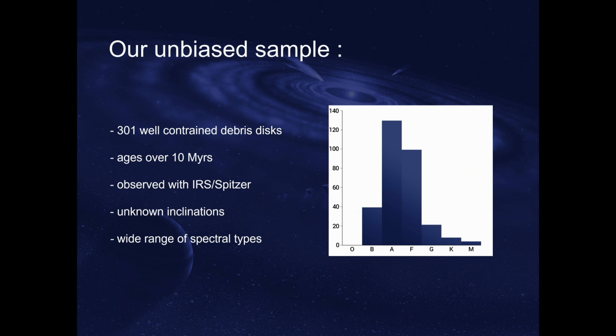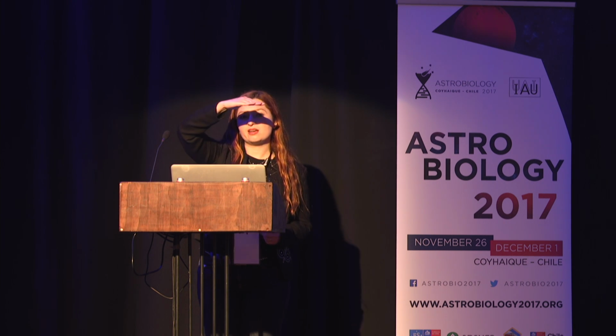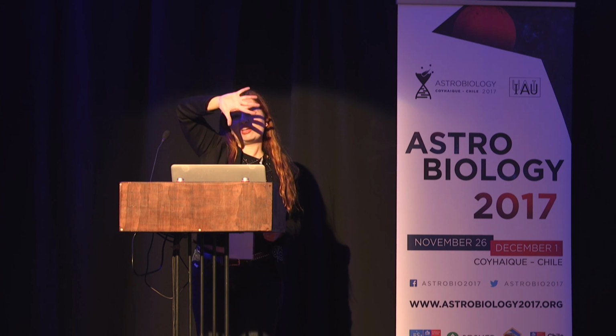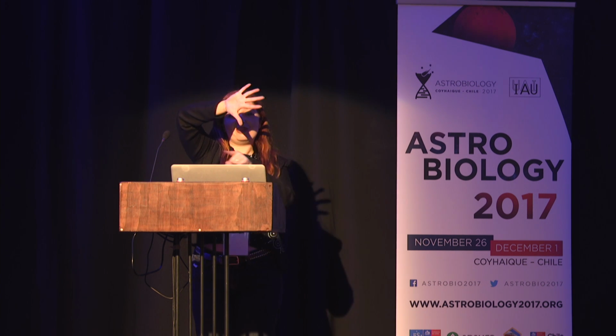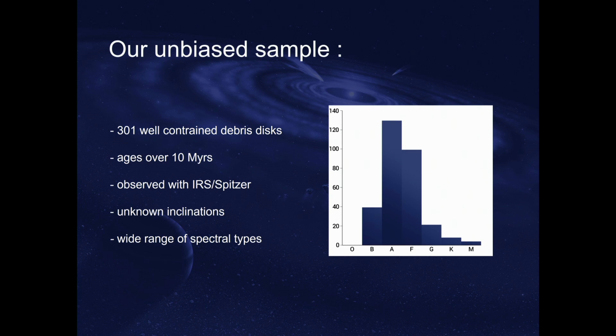And this is kind of key because we need the inclination to be edge-on like this in order to detect the exocomets crossing in front of the star. If the disk is face-on, the comets are going to be here and you won't see them crossing the star. And as you can see, it has a wide range of spectral types from B to M because we want to know what kind of stars have this exocometary activity.